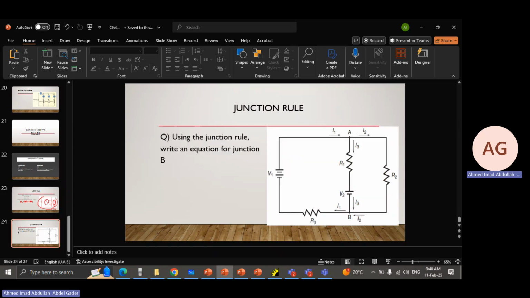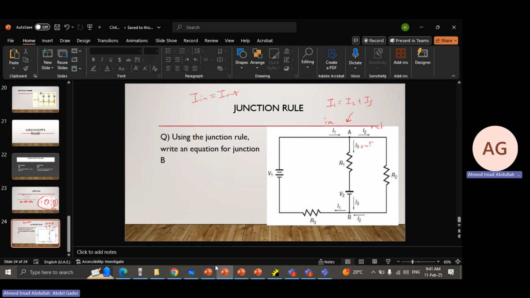As for the junction rule, the current entering into a junction equals the current exiting out of the junction. So let's consider junction A. We have three currents. Current 1 is going in, current 2 is going out, current 3 is going out. So I1 equals I2 plus I3.